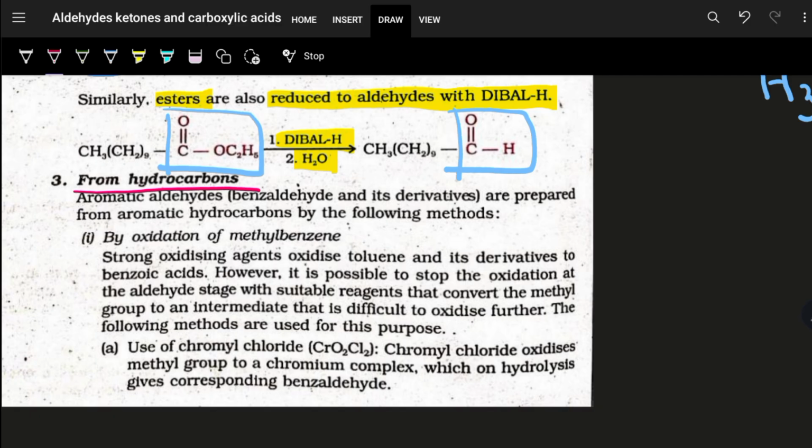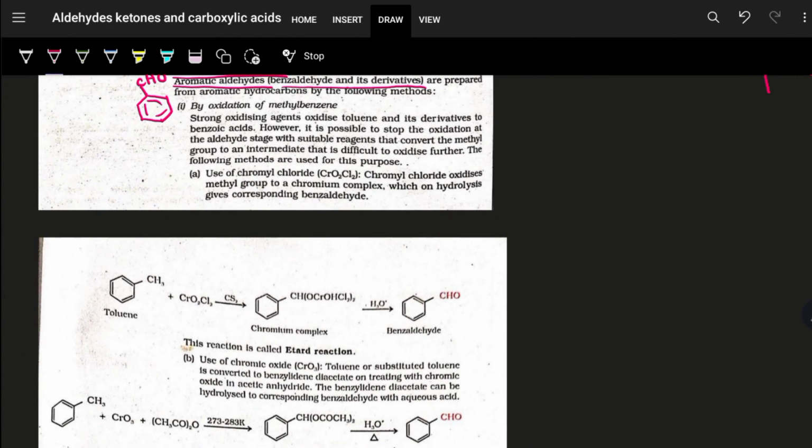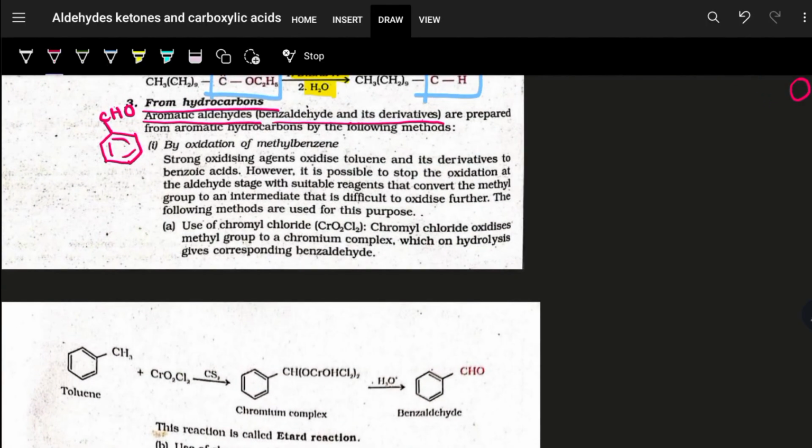here we can see aromatic aldehyde, benzaldehyde and its derivatives. So what is benzaldehyde? Benzene ring along with CHO. This is benzaldehyde, or maybe any derivative of benzaldehyde. They are prepared from aromatic hydrocarbons by oxidation of methyl benzene. So see this. This is again another name reaction which is known as Etard reaction.